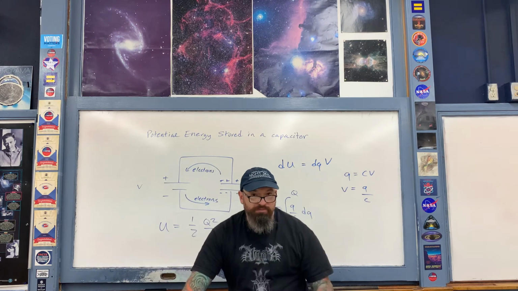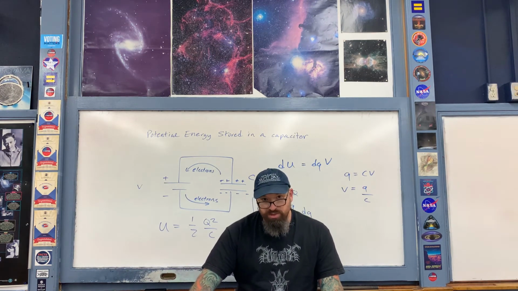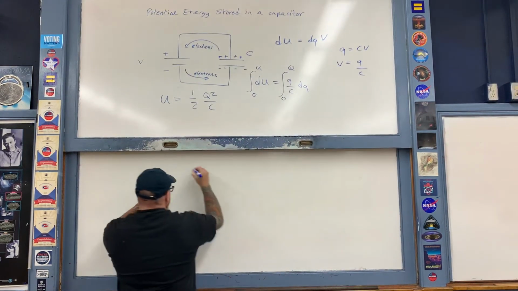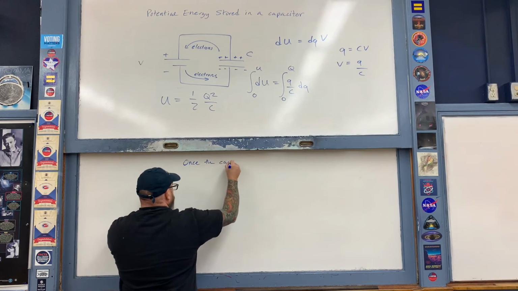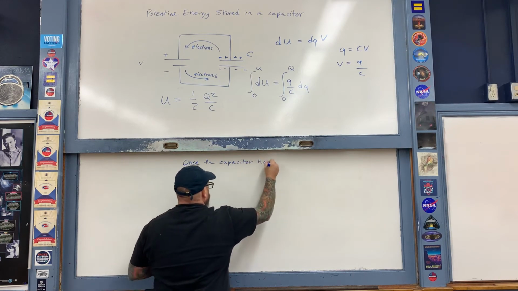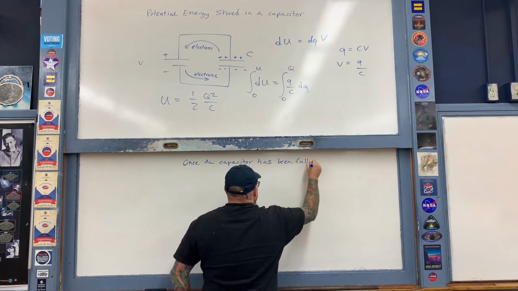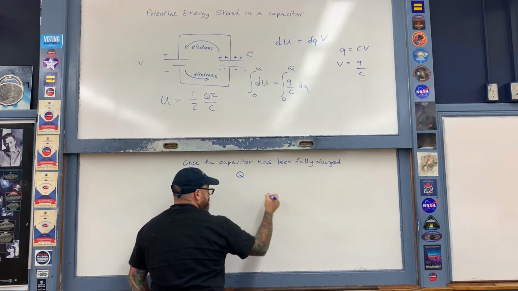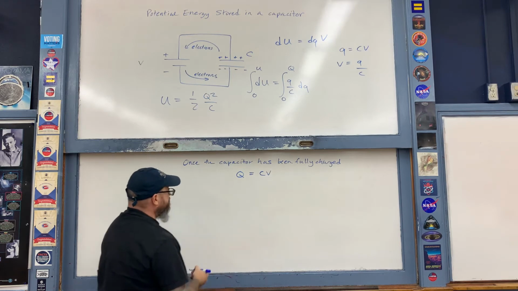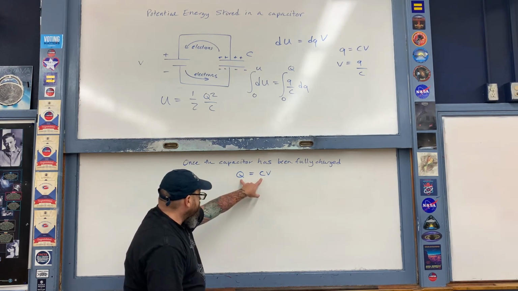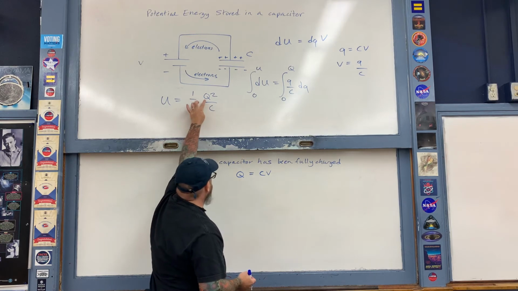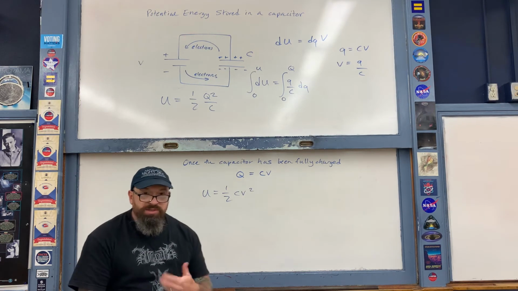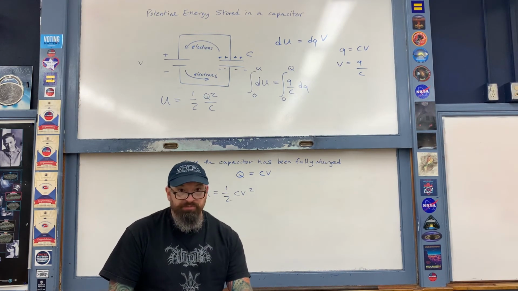Sometimes you'll see two other formulas associated with the potential energy that's stored in the capacitor once it has been fully charged. So once the capacitor has been fully charged, then the total charge Q that is on the capacitor is equal to the capacitance multiplied by the voltage. So then therefore, if you take this expression for Q and plug it into here, you then end up with the following expression, 1/2 CV squared. So you'll see this expression here written once the capacitor has been fully charged up.